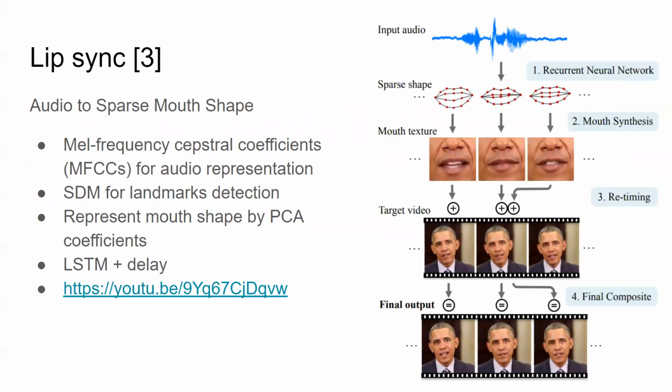Finally, the paper Synthesizing Obama: Learning Lip Sync from Audio presents a system generating Obama speeches from his voice. The most difficult part of this approach is texturing Obama's mouth to make it realistic. However, there is a step of mouth landmark generation. They use an LSTM network as the model, MFCCs for audio representation, the supervised descent method for landmark detection, and they represent mouth shape by PCA coefficients. And they also provide a very fascinating video of their results.